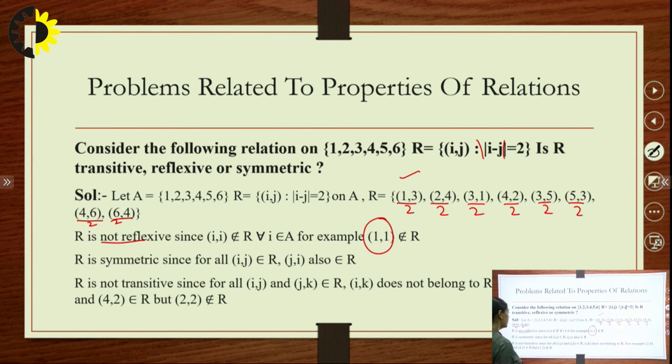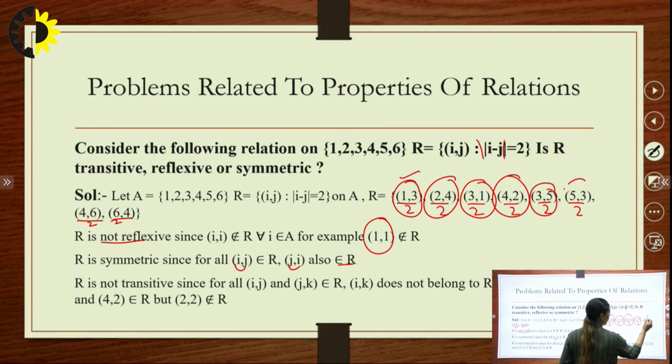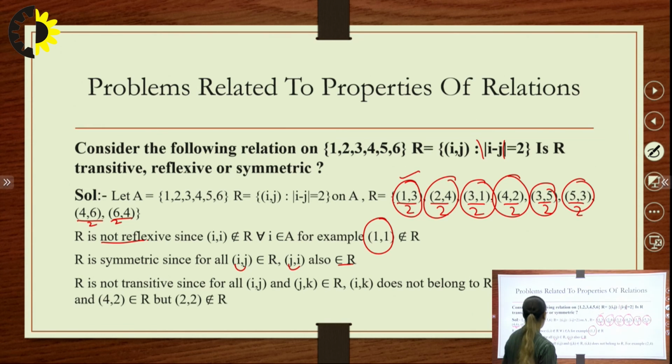R is symmetric since if (i, j) belongs to R, then (j, i) also belongs to R. See here, for example, if (1, 3) is a member, (3, 1) is also a member. (2, 4) is a member, then (4, 2) is also a member. Similarly, (3, 5), (5, 3) and (4, 6), (6, 4) are members of the relation. And we are covering all the elements. So it is a symmetric relation.